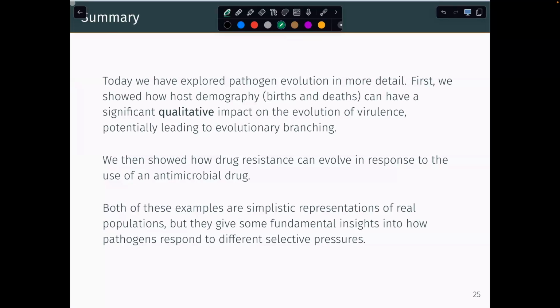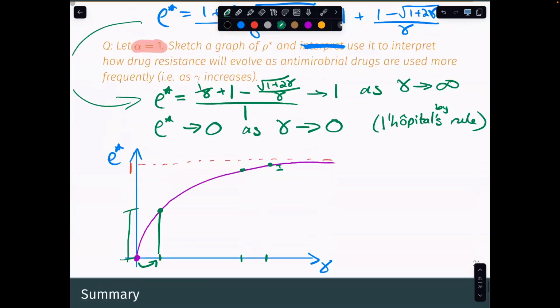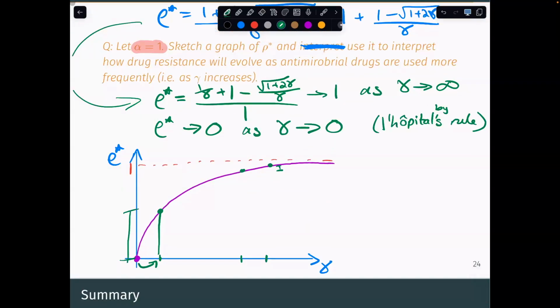One thing to note is these are simplistic representations, okay? So these do not necessarily apply generally to every pathogen. They also, just to take this example here, suggest that using more drugs is always going to make drug resistance evolve to a higher level. This is all at the moment deterministic.